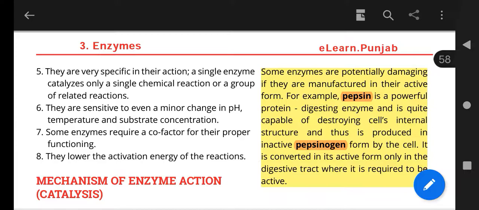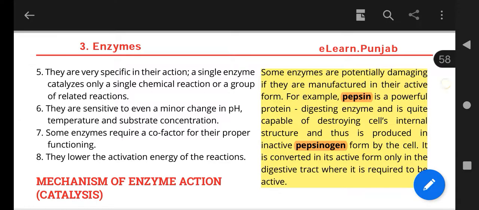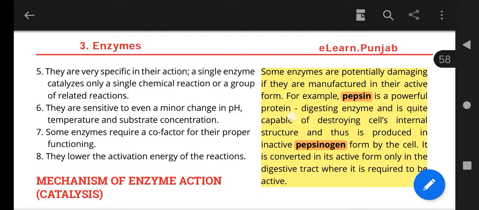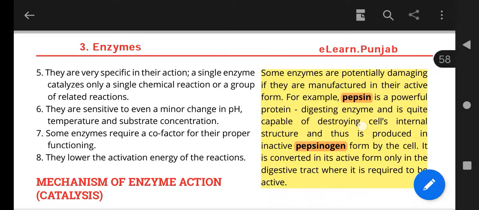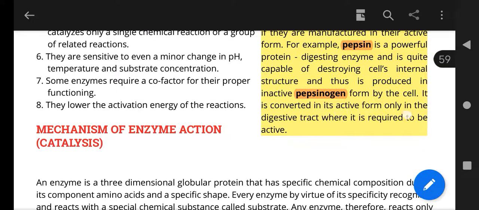Enzymes are not produced in their active form. They are produced initially in their inactive form, and at the time of usage they are changed into their active form. Some enzymes are potentially damaging if they are manufactured in their active form. For example, pepsin is a powerful protein digesting enzyme and is quite capable of destroying cell internal structure, thus the cell produces the inactive pepsinogen form. It is converted into its active form only in the digestive tract, where it is required to be active.